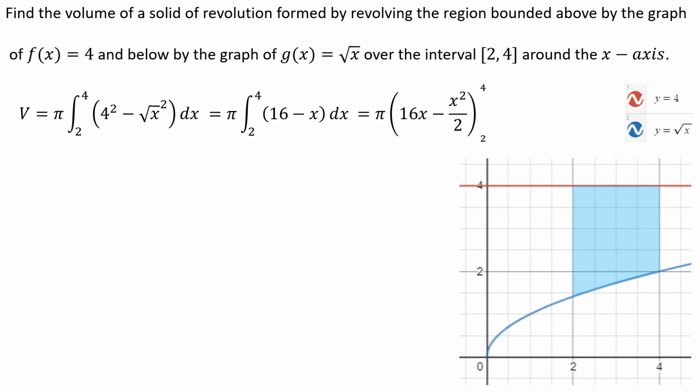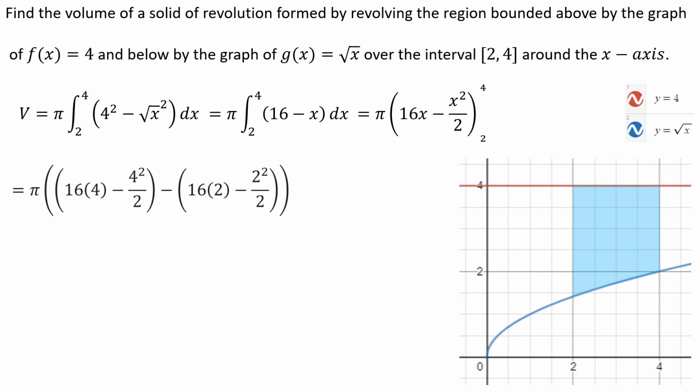That integrates quite nicely, right? 16 becomes 16x. When I get to the x, I've got to add 1 to the exponent, so it becomes a 2, which means I have to divide by 2. We can plug in the number 4. So I'm going to get 16 times 4 minus 4 squared over 2. I can plug in the number 2, so I'll get 16 times 2 minus 2 squared over 2.